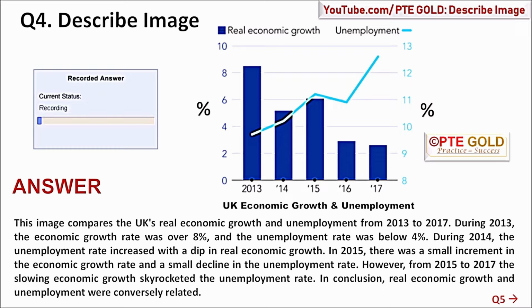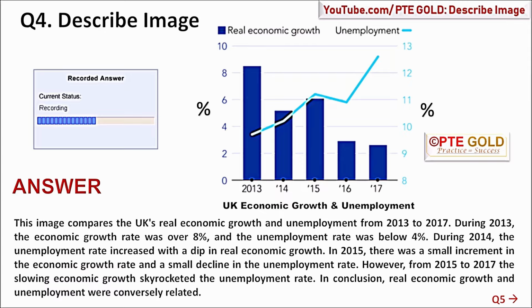This image compares the UK's real economic growth and unemployment from 2013 to 2017. During 2013, the economic growth rate was over 8% and the unemployment rate was below 4%. During 2014, the unemployment rate increased with a dip in real economic growth.